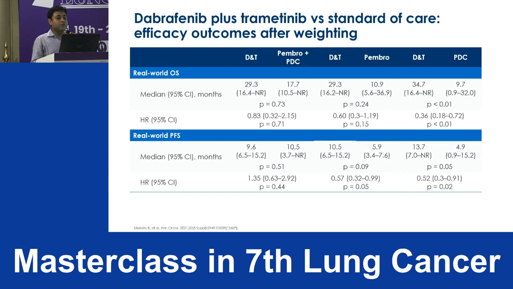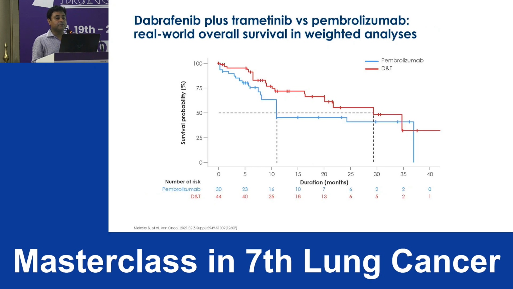I will not go into the details. So the efficacy outcomes, the median real-world OS, DNT versus pembro plus PDC, was 29.3 versus 17.7 months. DNT versus pembrolizumab was 29.3 versus 10.9 months, and DNT versus PDC, that is platinum doublet chemotherapy, was 34.7 versus 9.7 months. The real-world PFS, DNT versus pembro plus PDC, was 9.6 versus 10.5 months. DNT versus pembro was 10.5 versus 5.9 months, and DNT versus PDC was 13.7 versus 4.9 months. You can see here in the graphs also.